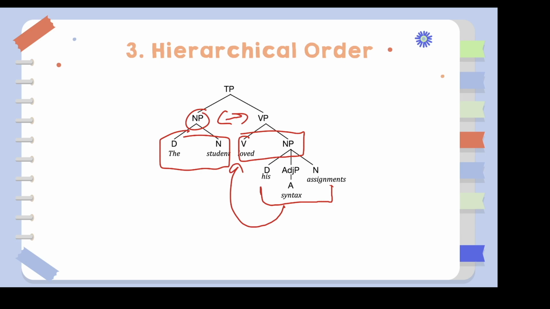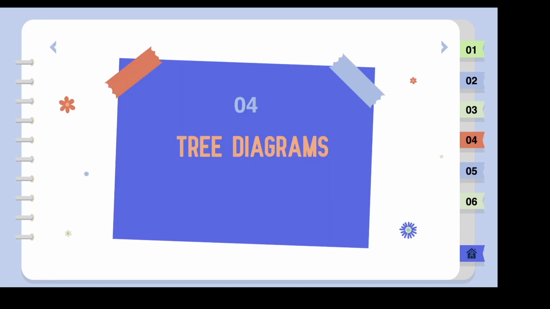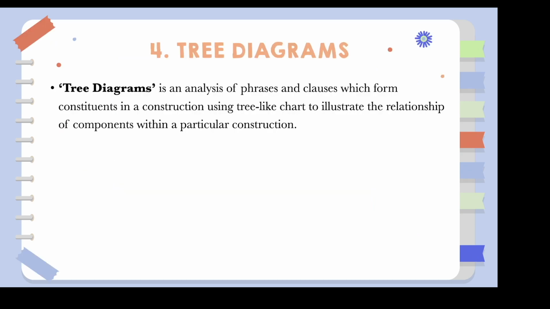And by talking about hierarchical order, it leads us to the tree diagrams. So the tree diagram is one way to analyze the sentence by using the hierarchical order. Okay, so a tree diagram is the way that you analyze phrases, clauses, or even sentences in a tree-like chart. It illustrates the relationship of each particular construction in the hierarchical order.